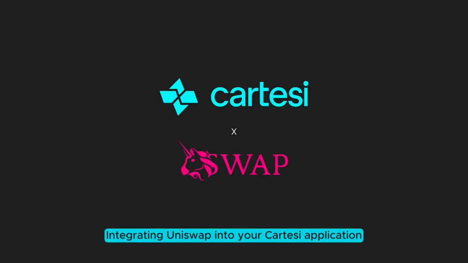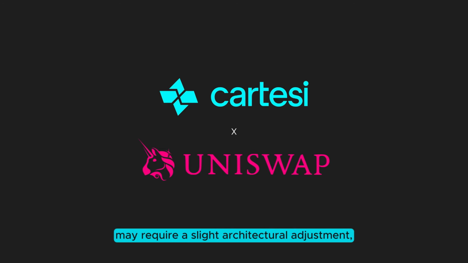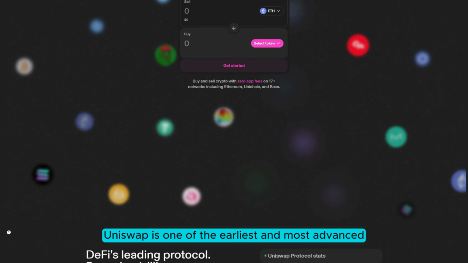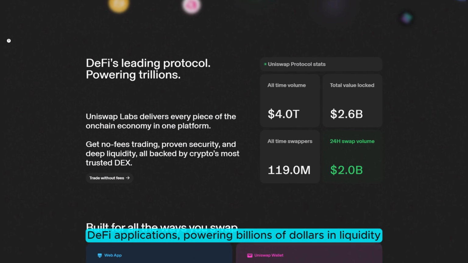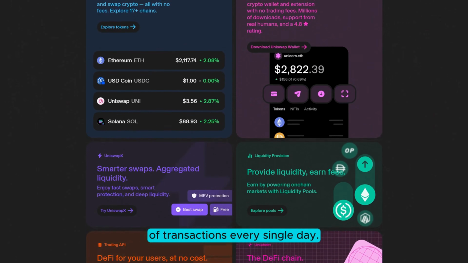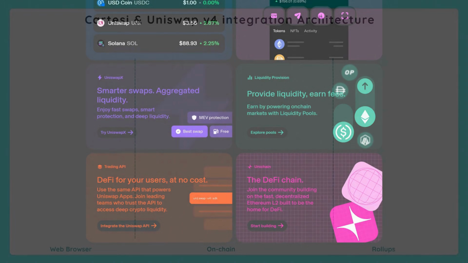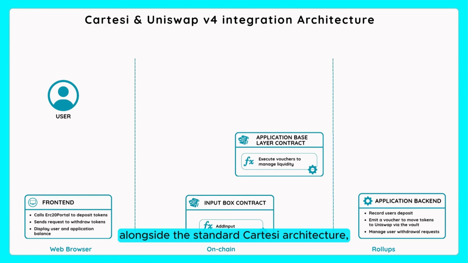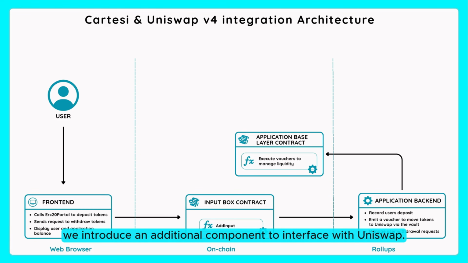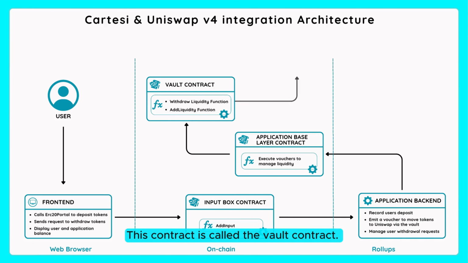Integrating Uniswap into your Cartesi application may require a slight architectural adjustment depending on your use case. Uniswap is one of the earliest and most advanced DeFi applications, powering billions of dollars in liquidity and enabling a reliably large volume of transactions every single day. In this demo, alongside the standard Cartesi architecture, we introduce an additional component to interface with Uniswap. This contract is called the Vault contract.